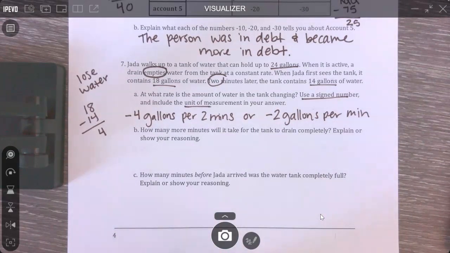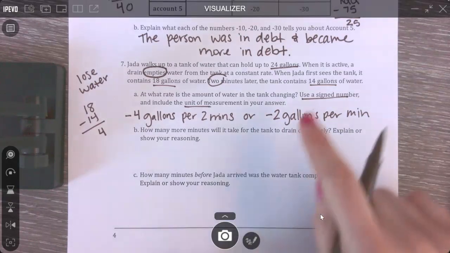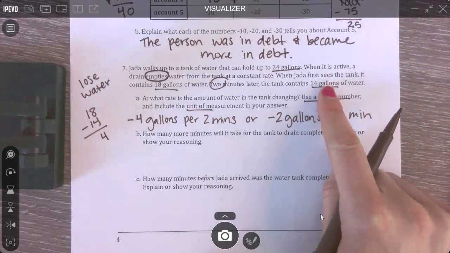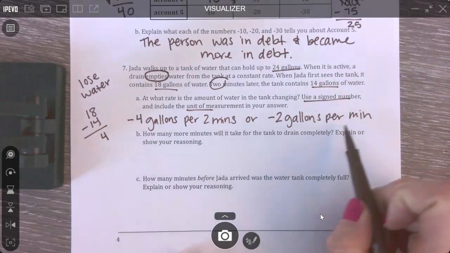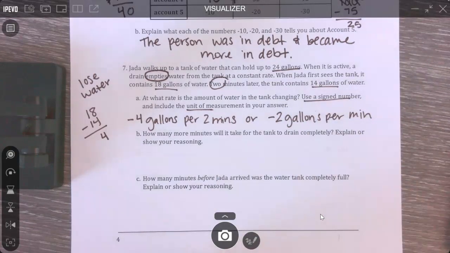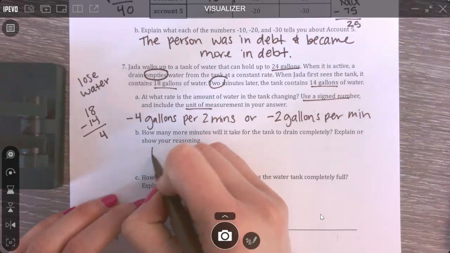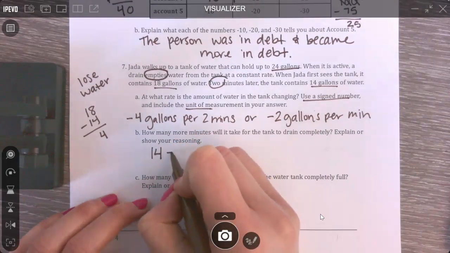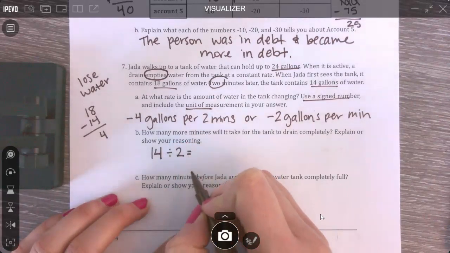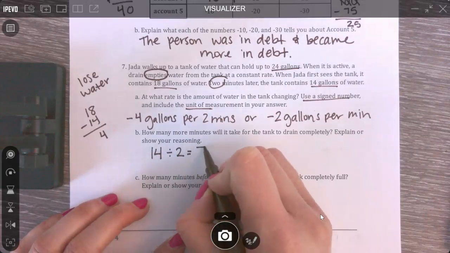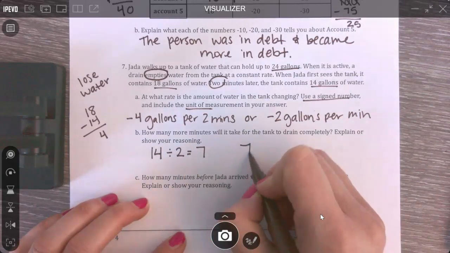And then B says, how many more minutes will it take for the tank to drain completely? So we want it at 0. So right now it's at 14. We want nothing left in the tank. So this is why this number works way better. We always talk about when you find a unit rate, find it for 1 because you can find it for any. So I've got 14, and I want to divide it by that 2. Because it's 2 every minute, and I want to figure out how many minutes. Well, 14 divided by 2 is 7. So it'd be 7 minutes.